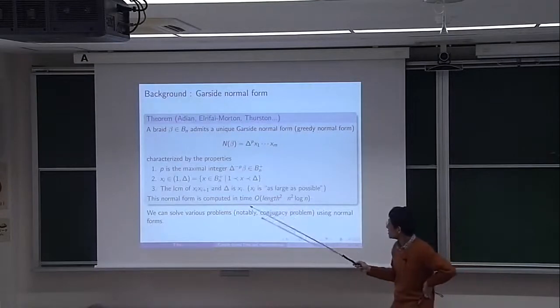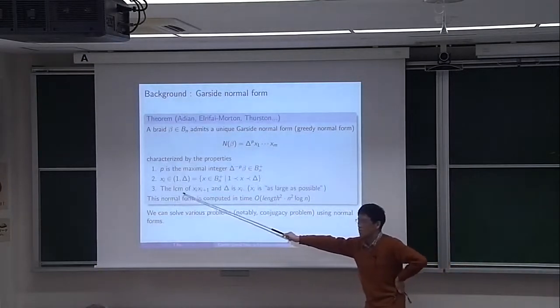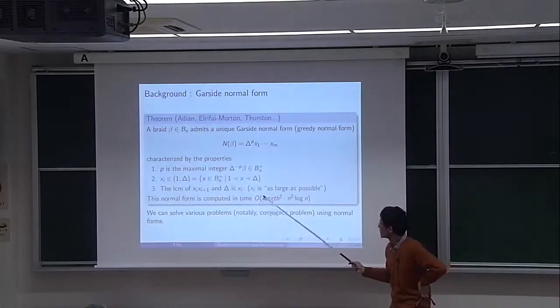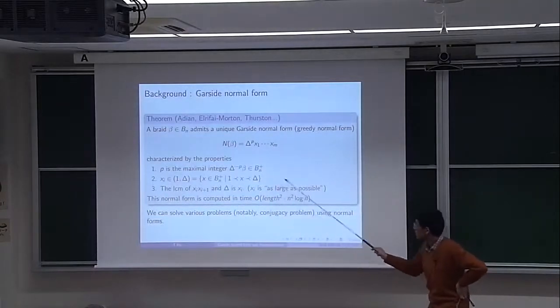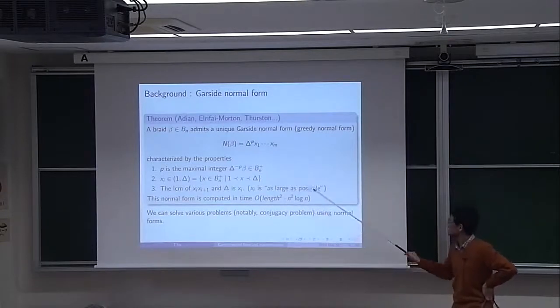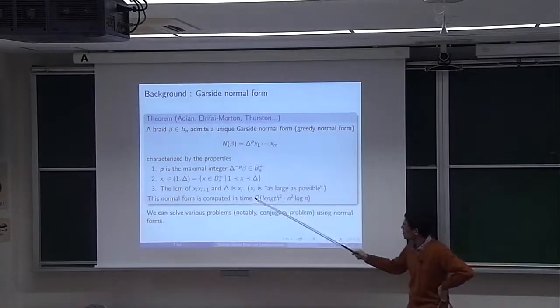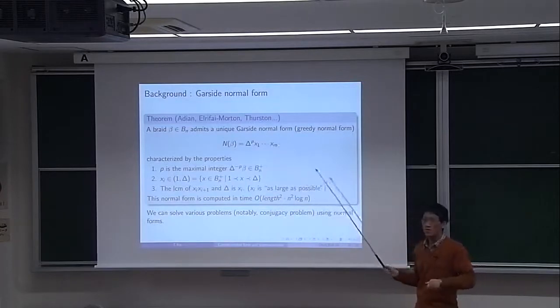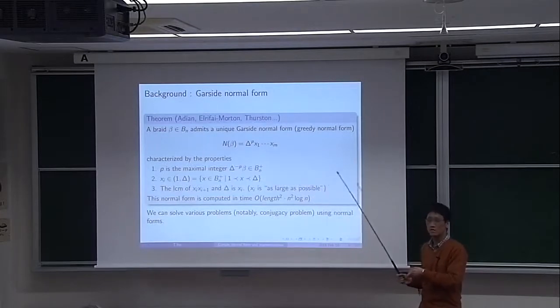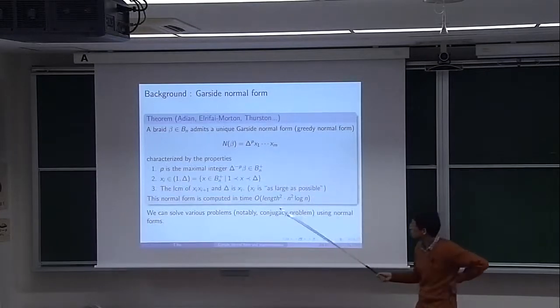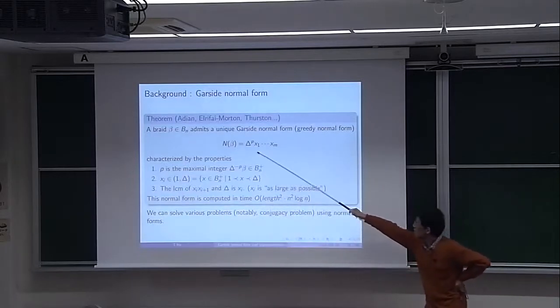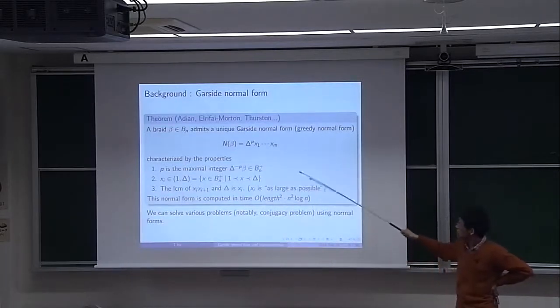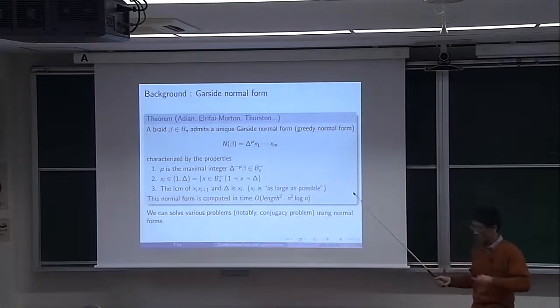It is not trivial, but the key point is that this normal form is easy to compute. It is computed in time quadratic in the length, plus some other terms with respect to the n of Bn. Then, using this normal form, we can solve the word problem because this is a unique normal form. So when we compute two normal forms, if they coincide, then the two braids are equal, and if not, then these braids are different. And using normal forms and some additional operations and notions, we can also solve the conjugacy problem.